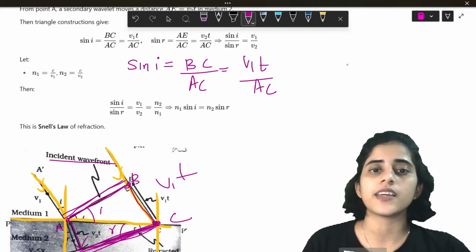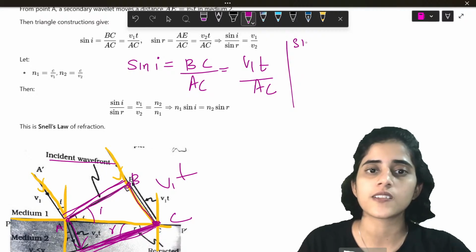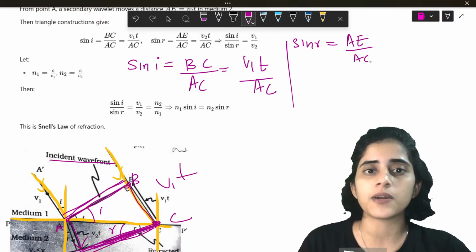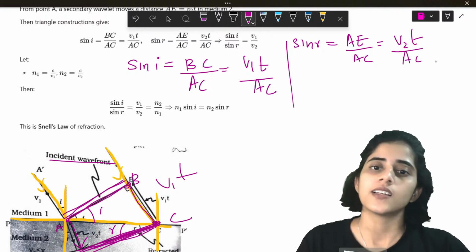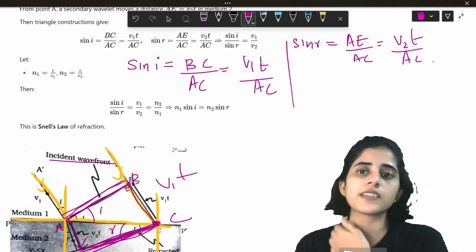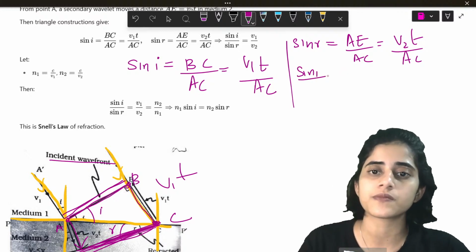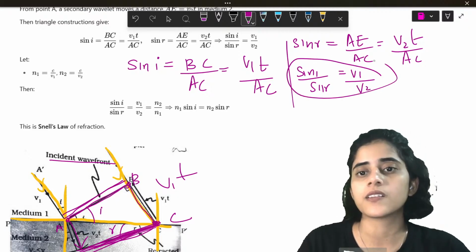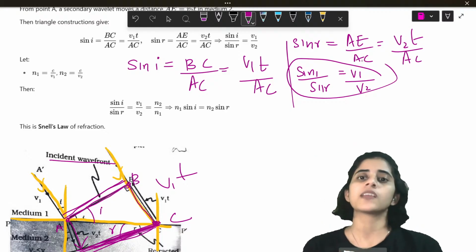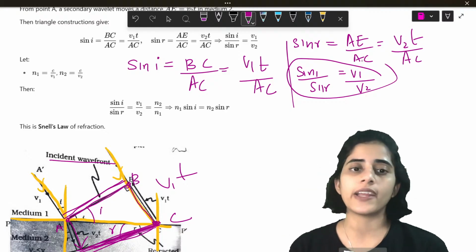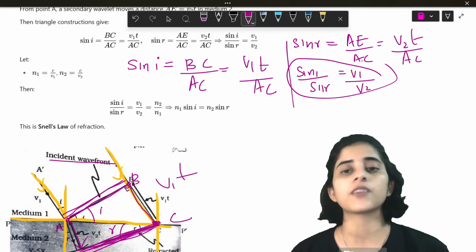Then what else? Sin R is equal to AE by AC, which is V2T by AC. Now you just have to divide it. Sin I by sin R is V1 by V2. You get the very famous Snell's law. This is also equal to N2 by N1, which is the refractive index.